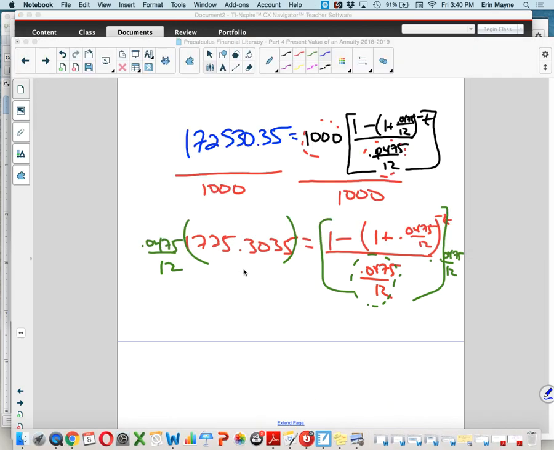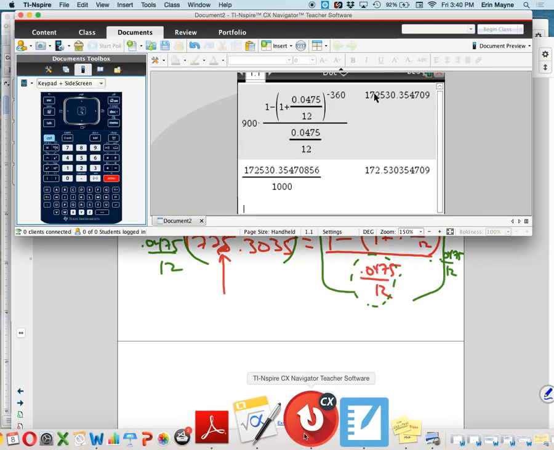Then, I didn't divide by 1,000 up here. Sorry about that. That should have been 172. That should have been here. Your decimal should have been there. Sorry about that. 172. Then I'm multiplying by 0.0475.